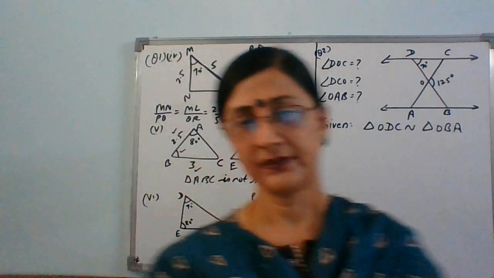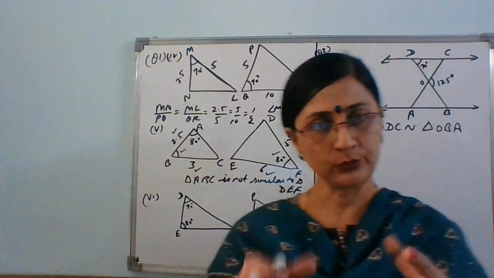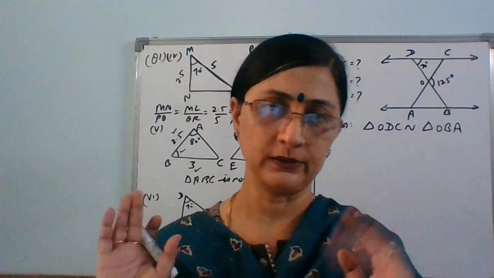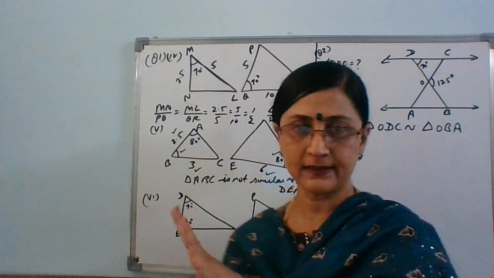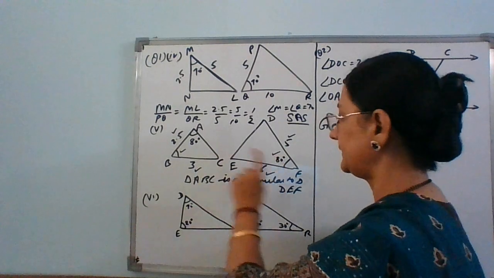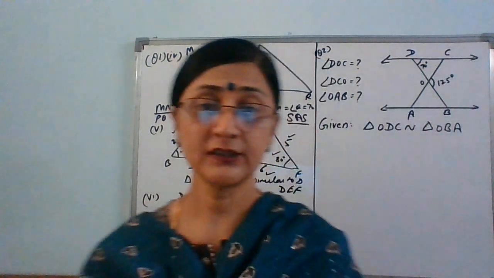I hope it's clear. Here the two sides were in ratio and the included angle between these two sides was equal. But here the included angle is not. Those sides are in ratio, but the included angle here is not the same. Let us check the sixth one.